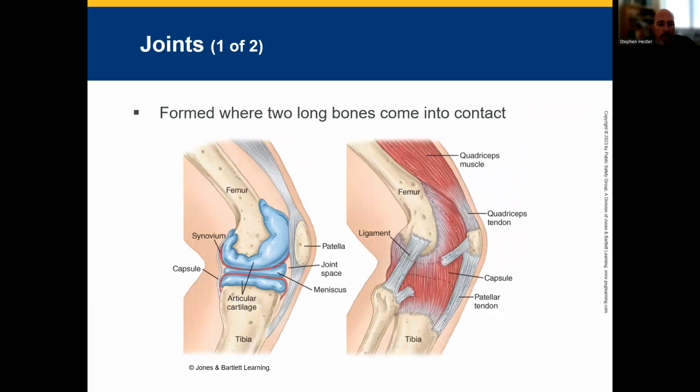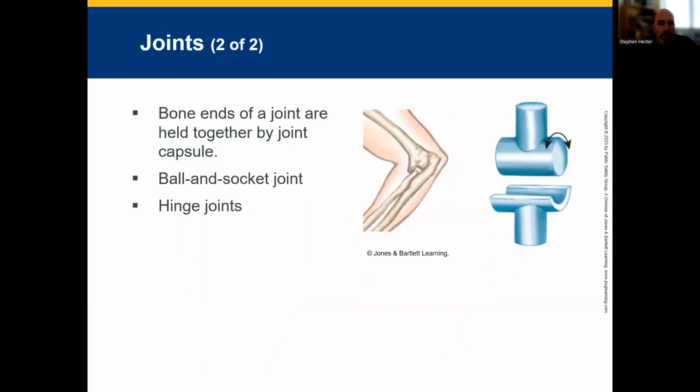Joints where 2 long bones come together in contact. We see a lot of sports-related injuries here, and then we have the long-term effects of those injuries. So with ligaments, the tendons there. Okay, ball and socket joints of your hips and shoulders, and hinge joints of your extremities.